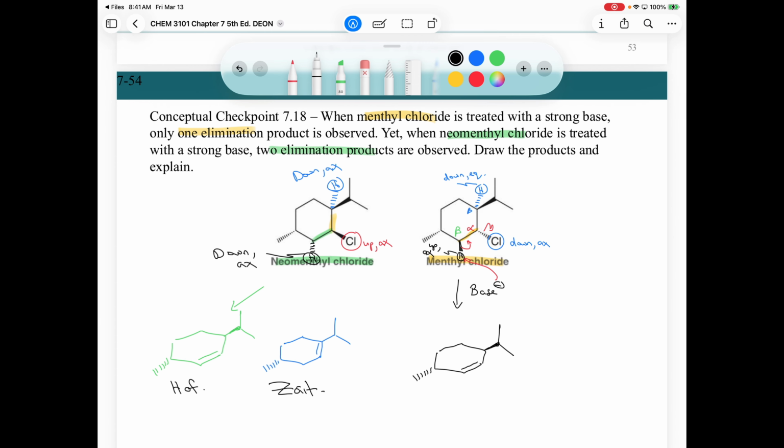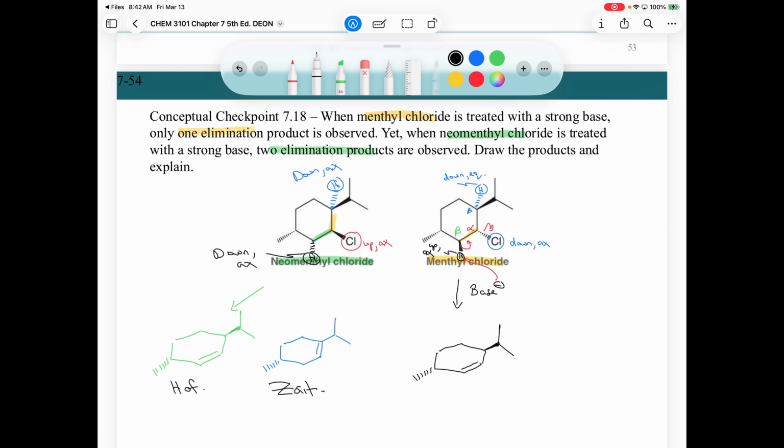Okay, when we're talking about E2 reactions on a ring, I'll just be blunt. The only rings we look at are cyclohexanes. Okay, the leaving group must be what? Axial or equatorial? It must be axial, and the beta proton must also be? Okay, good. All right, so we're good on that.